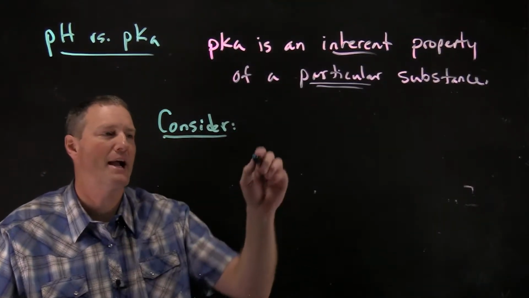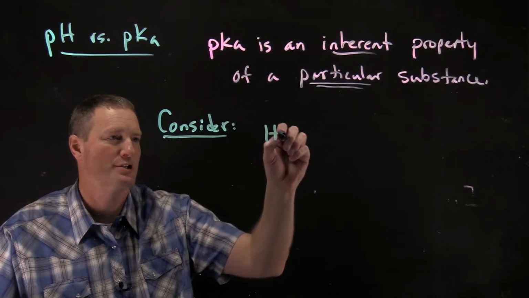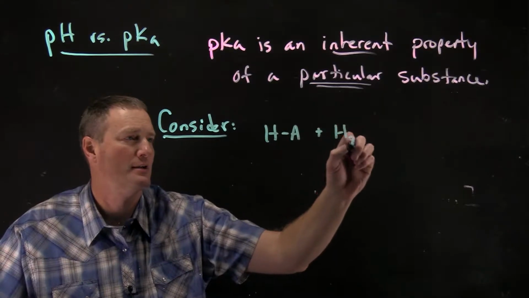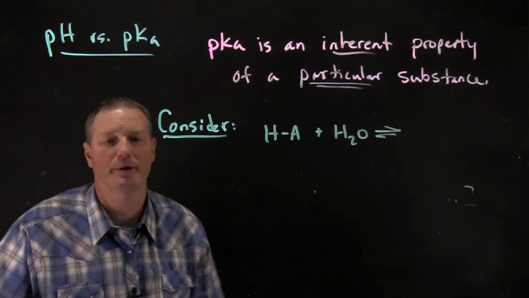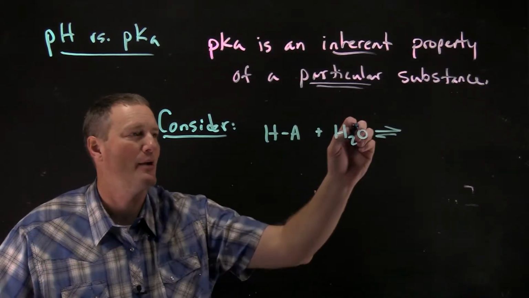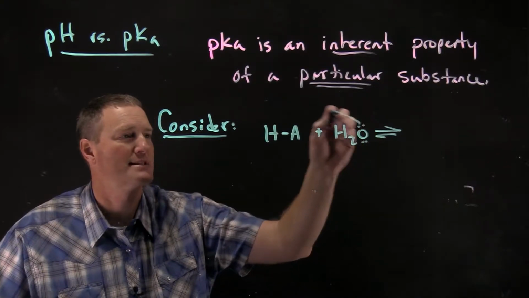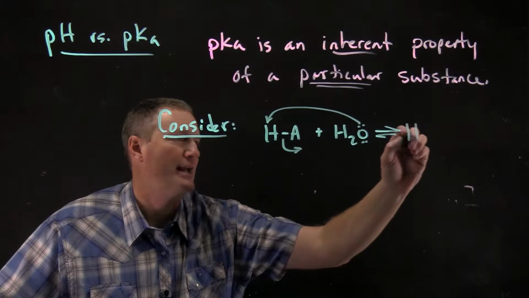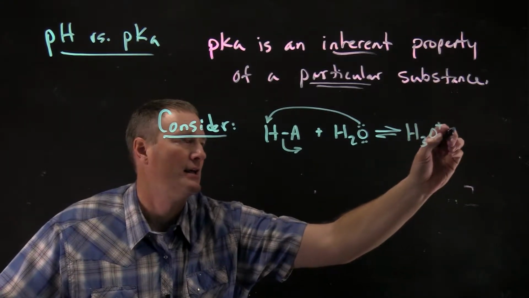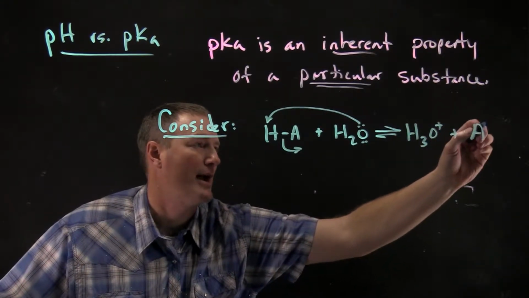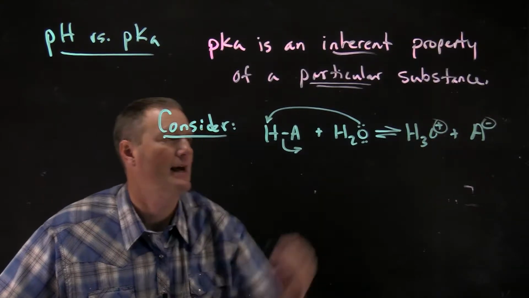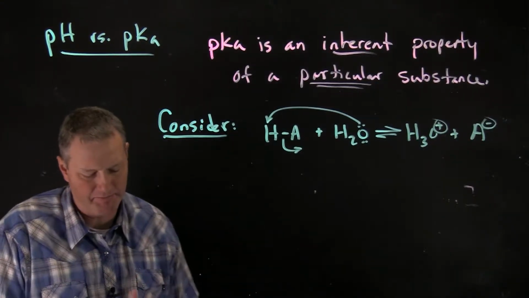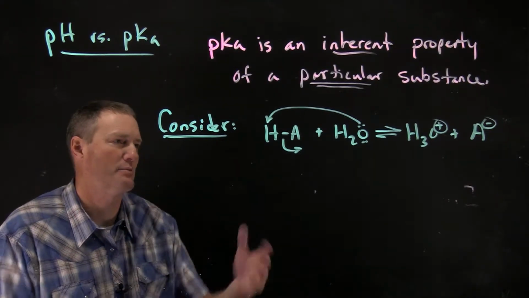So if I had a reaction where an acid, which I'll just call HA, is put into water, an equilibrium could be set up in the following way, where water is going to act as a base to pull off the proton, generating H3O+ and A-, which is our conjugate base. So if we were to just have a generic acid reaction like this, this would be the way you'd write it out.